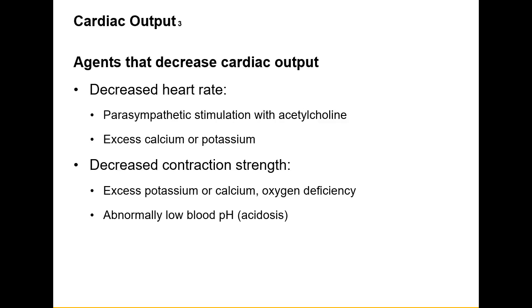There are things that can decrease your stroke volume or contraction strength. If you take too much potassium or calcium, or if you don't have enough oxygen available, the muscle cells are not going to be able to contract as strongly as they should. And so oxygen deficiency is a big cause of lower stroke volume or lower cardiac output. We also know that if your blood pH is too low, if it's extremely acidic, your heart is not going to be able to function as well in pumping that blood out, and so stroke volume would be decreased in that case as well.